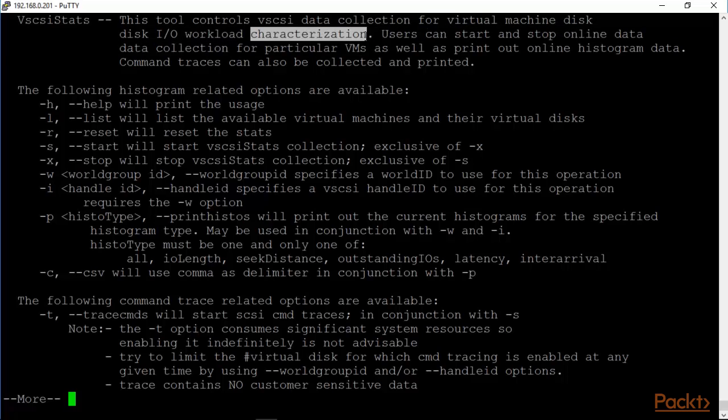What that means is that it tells you what the inter-arrival time was, which is what is the time between IOs. It tells you the length of IOs and the number of IOs in that category for both reads and writes. It gives you information, or rather collects information about IO latencies and so on.